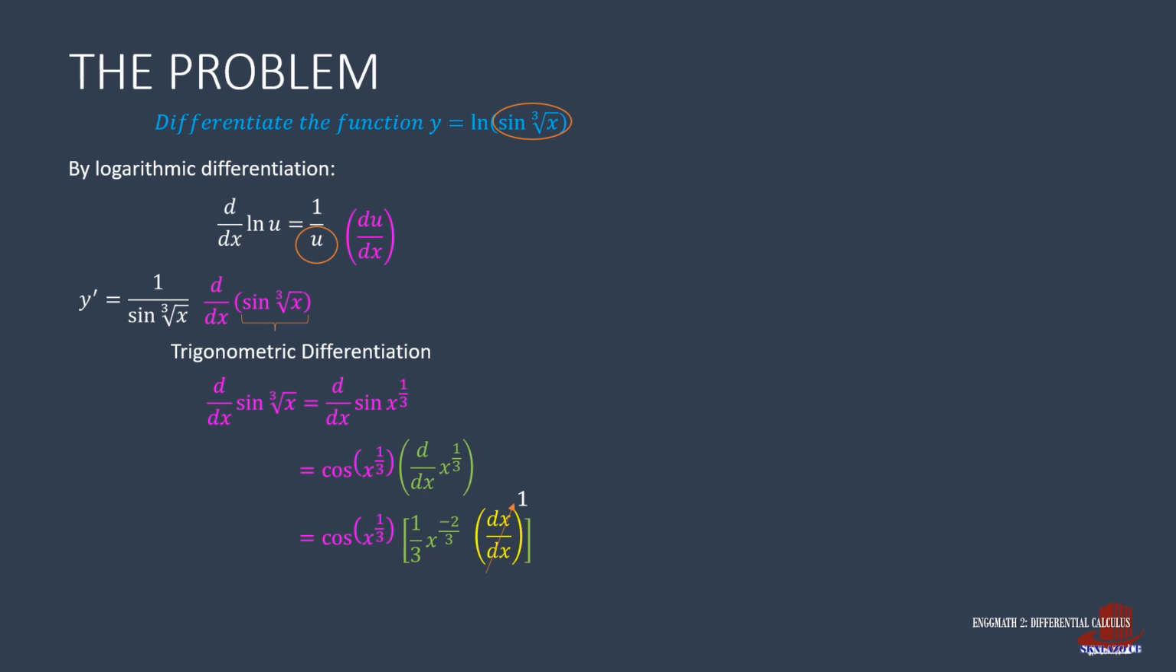With dx upon dx taken as 1, the derivative of sine of cube root of x is then a third of x raised to negative 2/3 with cosine of x raised to 1/3. This makes the whole y prime as 1 upon sine of the cube root of x with 1/3 of x raised to negative 2/3 times cosine of x raised to 1/3.